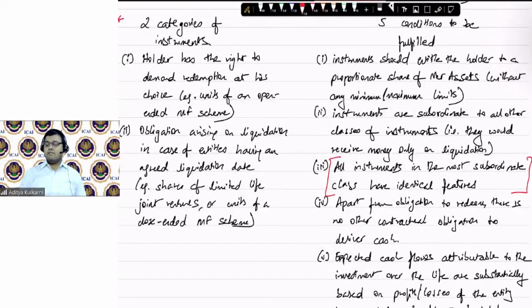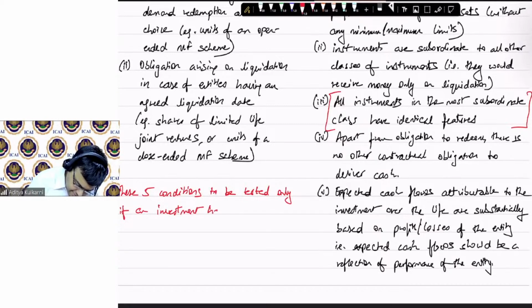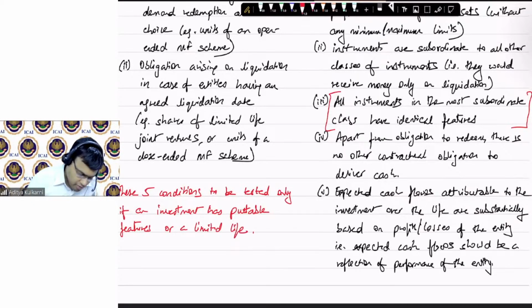So the standard has given a further clarification by saying that these 5 conditions are to be tested only if an investment has puttable features, or a limited life based on agreed liquidation.